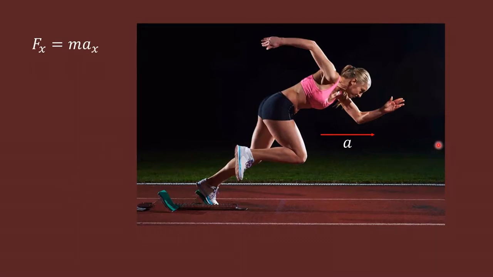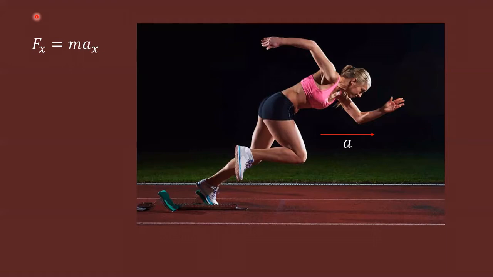So I will call this direction the x-axis. And we know that if there is an acceleration along that axis, there must be a net force. So where does the force come from that propels this woman forward as she begins to sprint? And it's fairly obvious that it has something to do with her. She's the one kicking with her legs or pushing down as hard as she can.